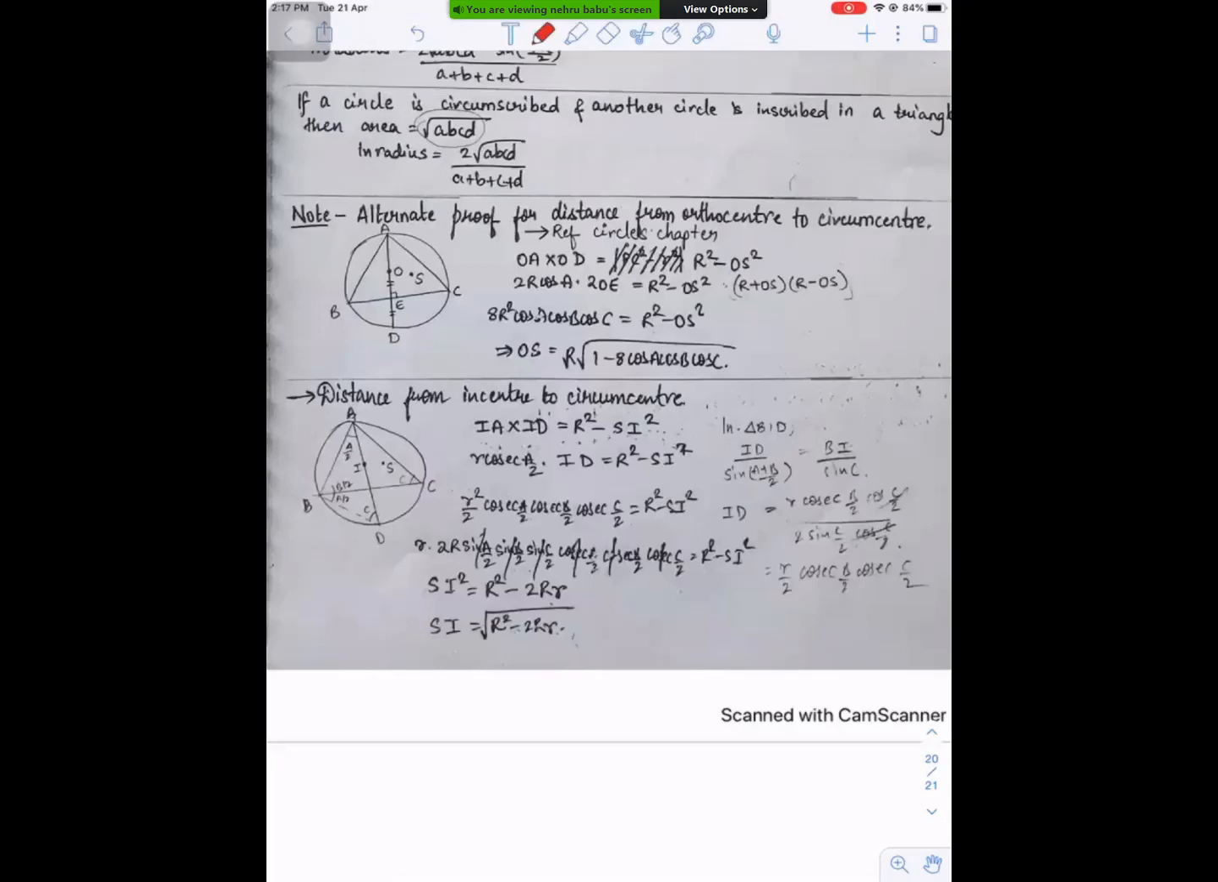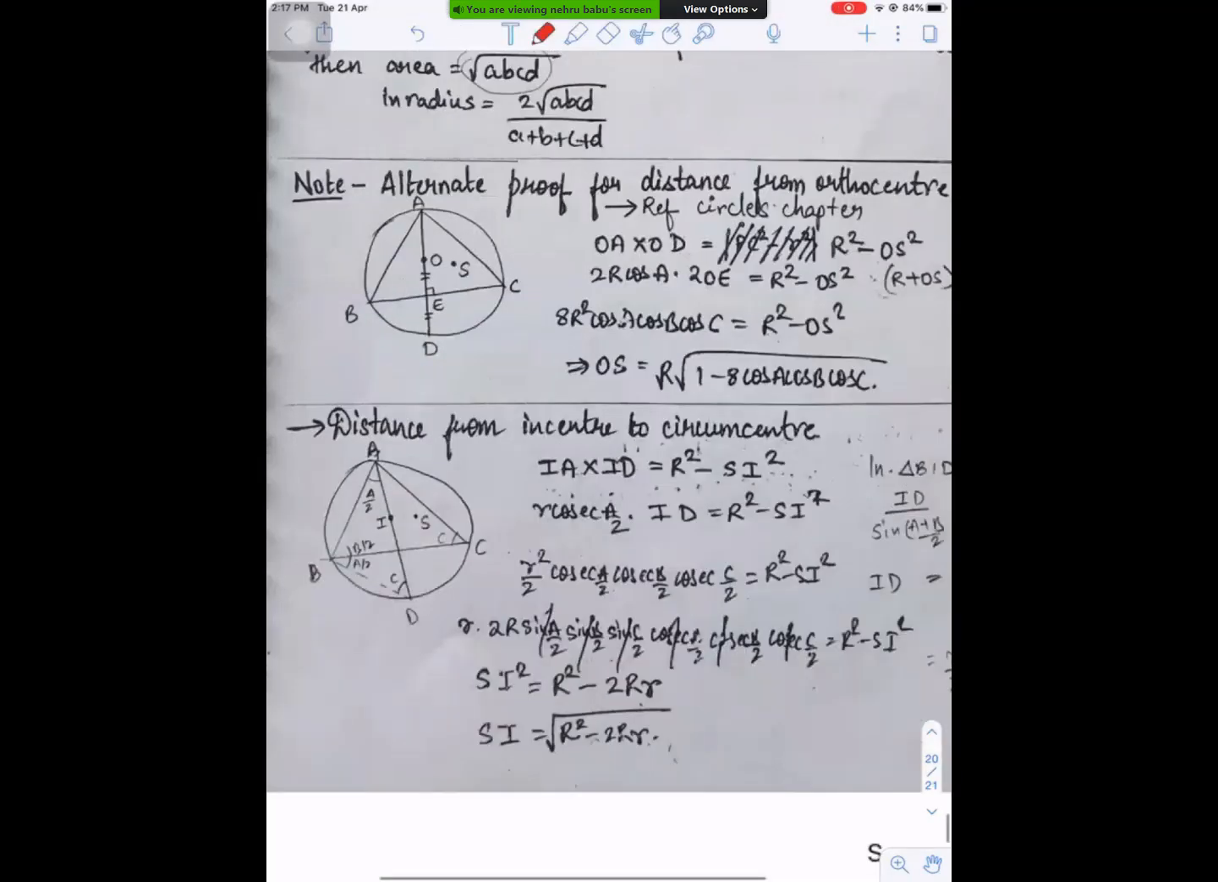Power of point concept. If you say this is circumcircle ABC, this is orthocenter O, and that line is intersecting the circle at D. Then OA into OD is exactly equal to the power of the point, or you can join this also. OA into OD equal to OE into OF.